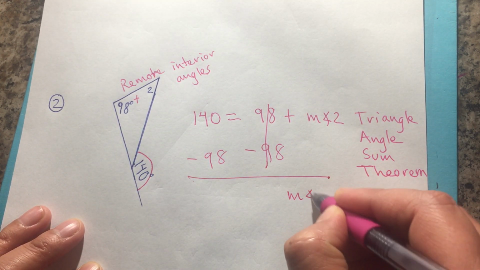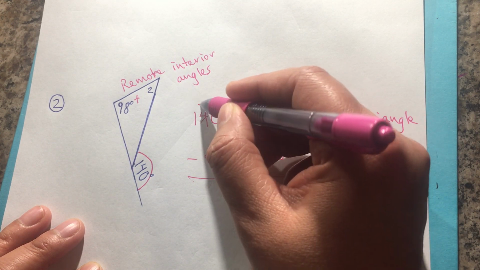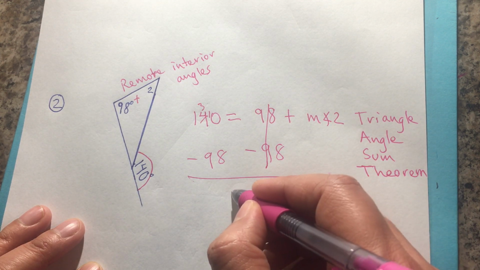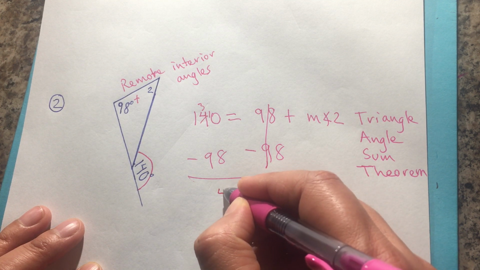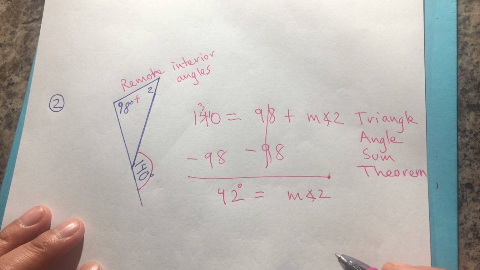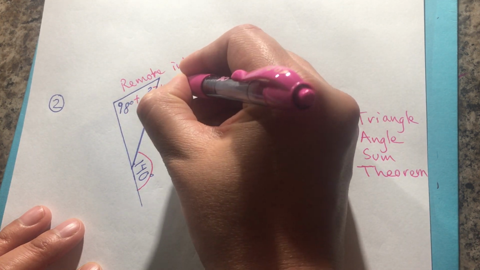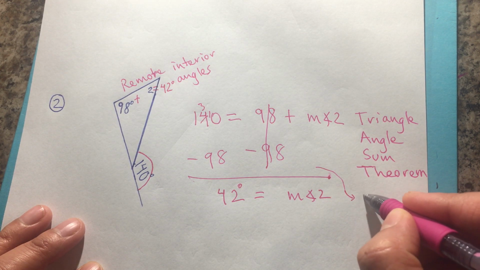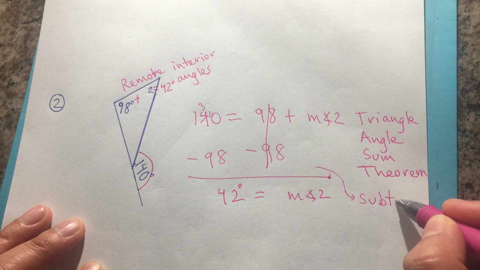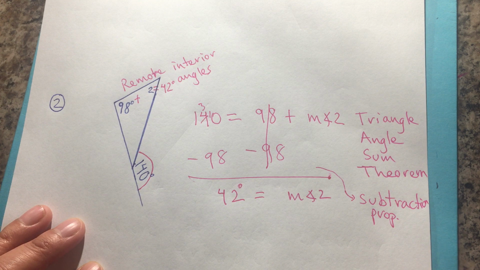And so the measurement of angle 2 is equal to, you can borrow, 10 minus 8 is 2. 13 minus 9 is 4. So the measurement of angle 2 is equal to 42 degrees. Oh, and here, the justification that we used was the subtraction property. Okay. Let's do more examples.